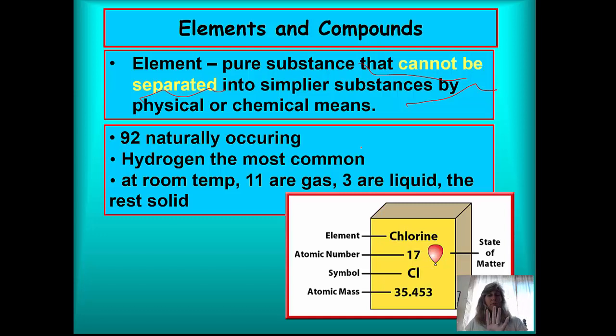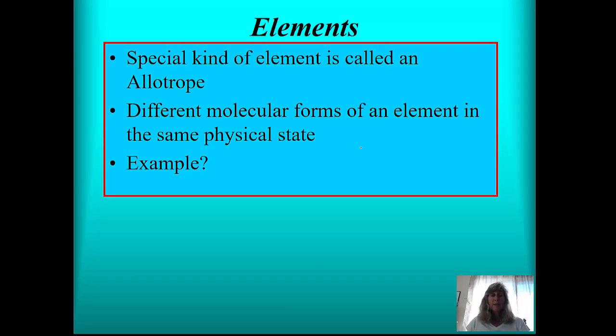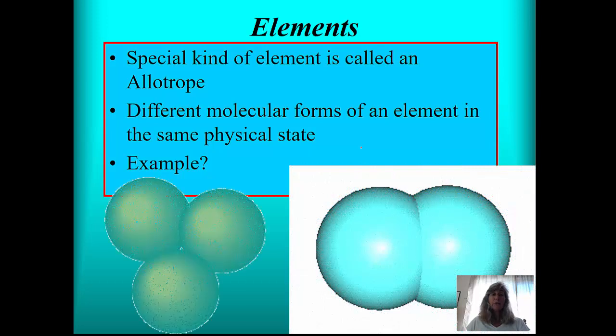Hydrogen's the lightest. If you look at our periodic table in class, you'll see solid and different gases, and they're different colors. And we'll look at that in the class next week. Okay, there's a special kind of element called an allotrope. You recognize these. Oxygen gas.